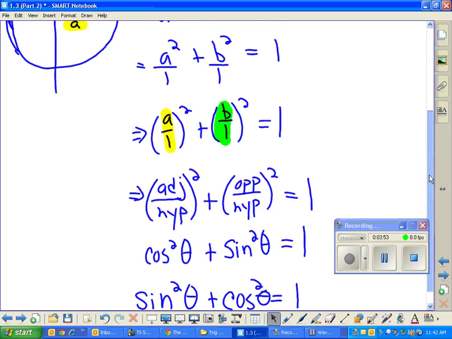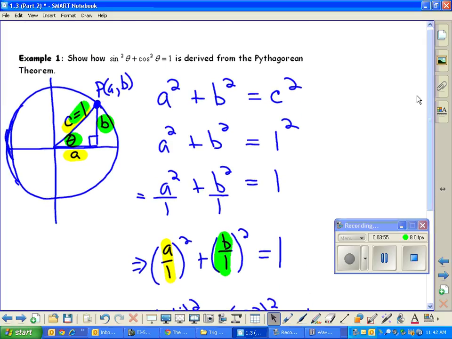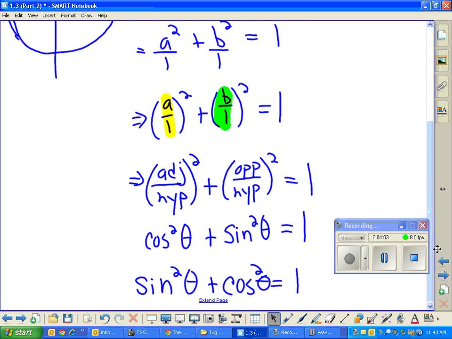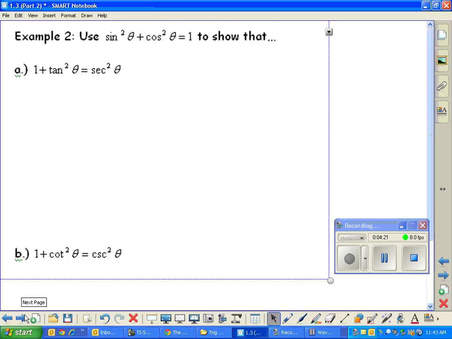We got our identity. We walked through just looking at a situation where the Pythagorean theorem applies, did some algebra, used some trig ratios, and we got our super, super important Pythagorean identity. Does everyone see that? Does everyone follow all the steps? Yes or no? Yes? I see some nods. Okay, that's good. All right. If you understand that, we're going to move to example 2.